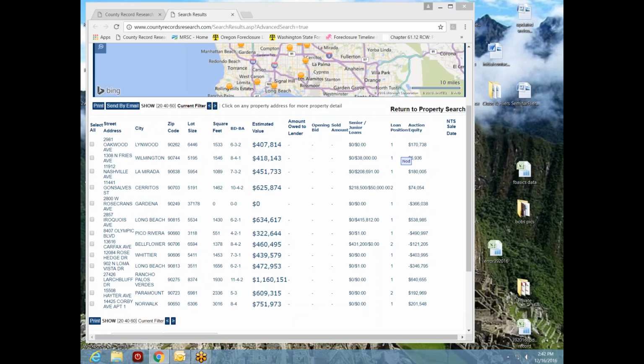Now, first of all, on this list of properties, most of these are firsts.